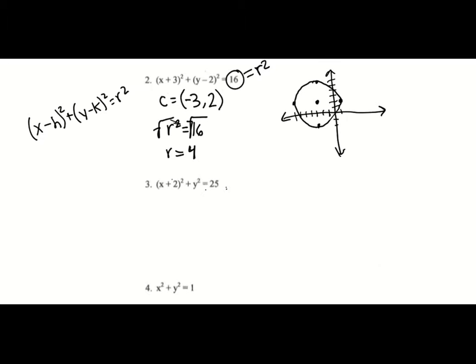Here in number 3, again I have that x plus 2. So if I want to get a plus 2 over here, I'm going to need to plug in a negative 2. That negative 2, x minus a negative 2, is really going to give me x plus 2, and that's what I have right here. So that means my h equals negative 2. So I have my center, negative 2. Now my y, it's just y squared. So that means my k right here is just going to be 0.